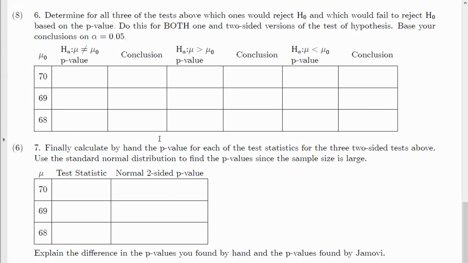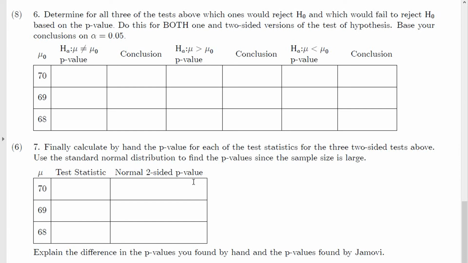And that will wrap up the second Jamovi project. And again, you will upload your Jamovi file and upload this worksheet filled out. So 2 times normal CDF. And we're using normal here because it was a large sample size in our data. And then you're going to compare those to the p-values that you found up here and explain any differences. So that will wrap up project 2 for Jamovi.